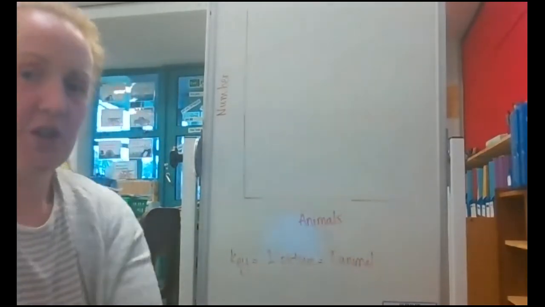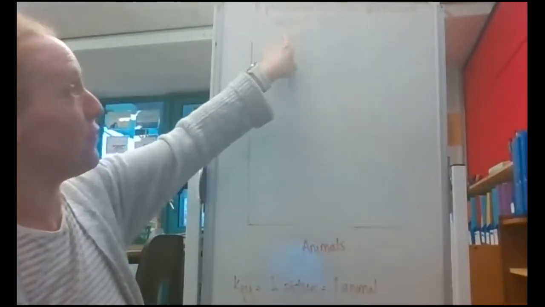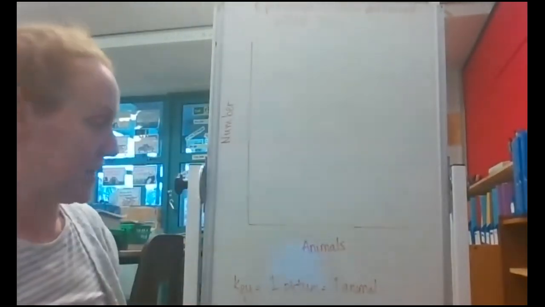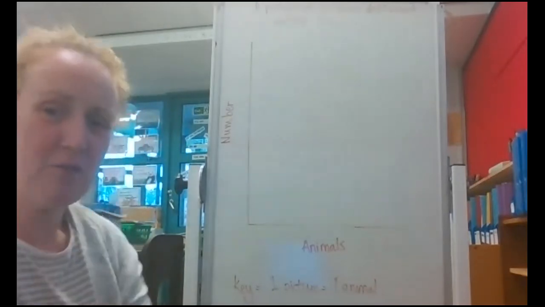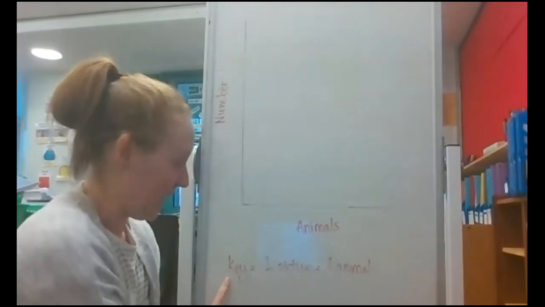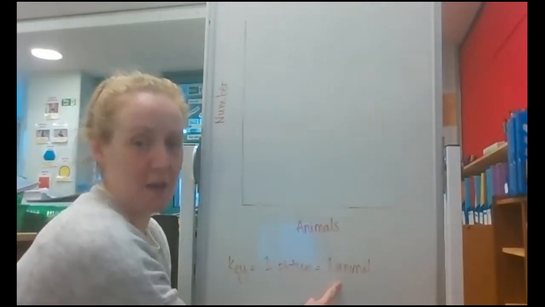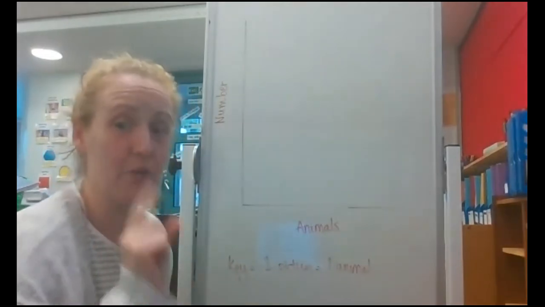I've also got, which I don't know if you can see, a title at the top, and it says a pictogram to show different animal toys. That's what I've sorted. And then down here, really importantly, at the bottom, I've done a key. And my key says that 1 picture equals 1 animal. Okay, so I've got a scale of 1.